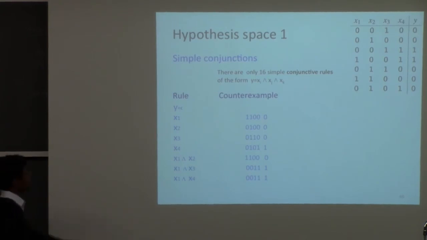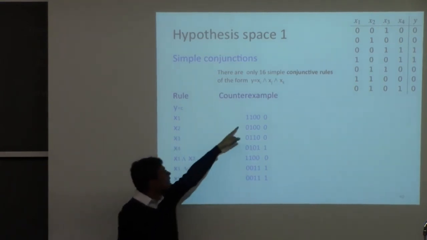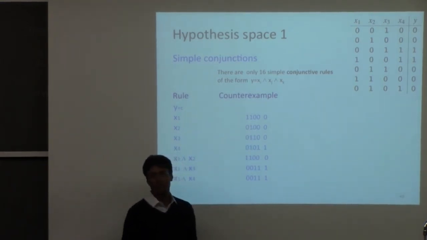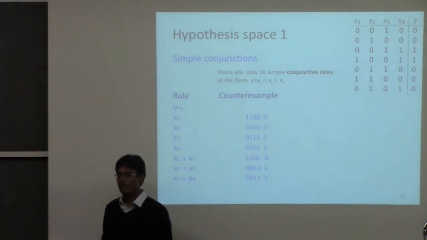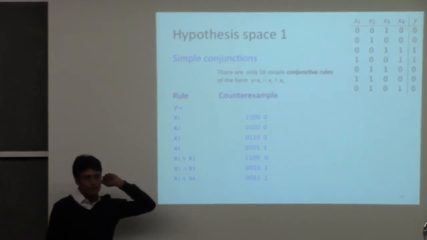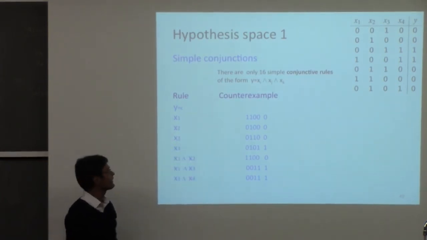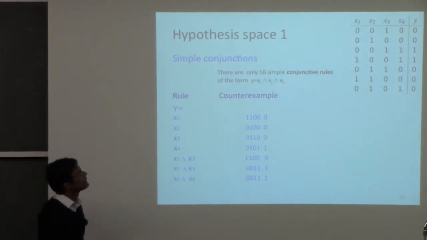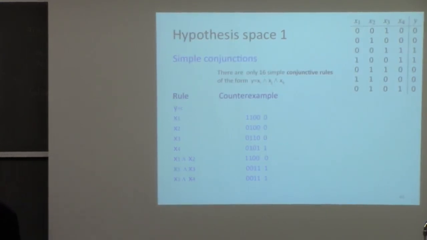So this is a conjunction x1, and this element is a counterexample. When the input is 1, 1, 1, 0, the function that says y equals x1 will say 1. Right? So we can cross out this row. x2, I have another counterexample. x3 has a counterexample.